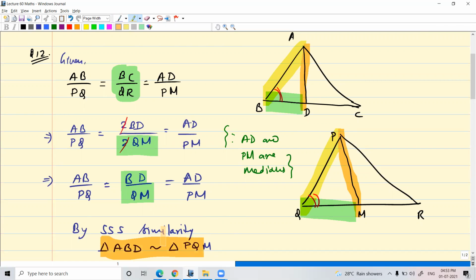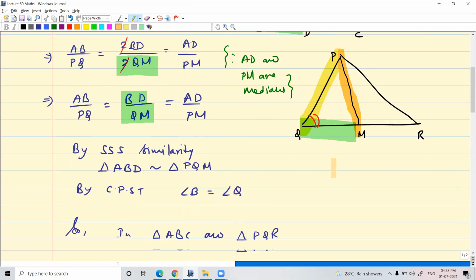So in these two triangles ABD and PQM, we were able to show that by SSS similarity, these two triangles became similar. Why did we go through all that trouble to prove that they are similar? Because we wanted one of the angles to be equal, this angle B to be equal to Q. So if B is equal to Q, we already know that two sides are in proportion, and the angle between them is equal, it will become the SAS criteria, and triangle ABC will become similar to PQR.